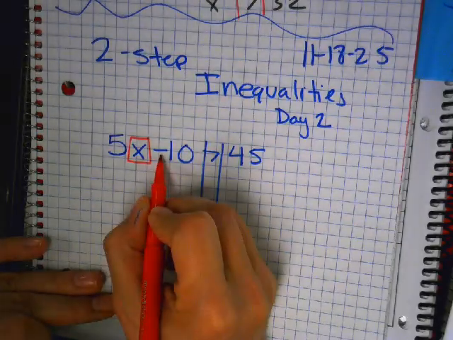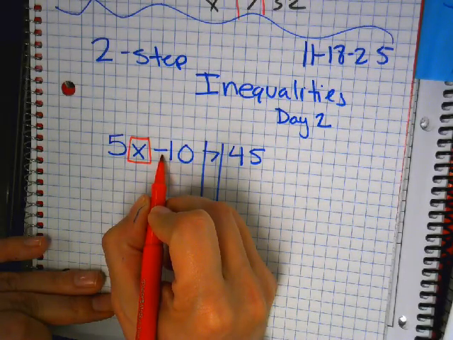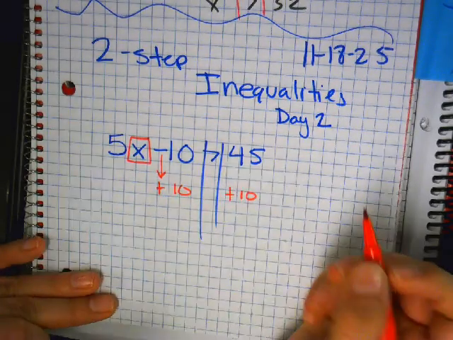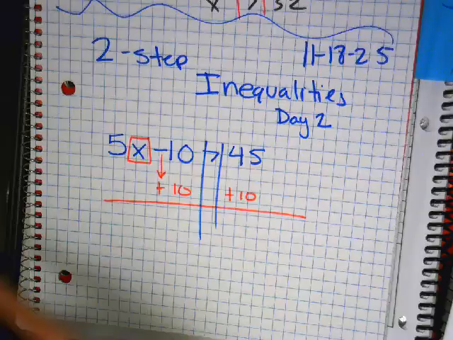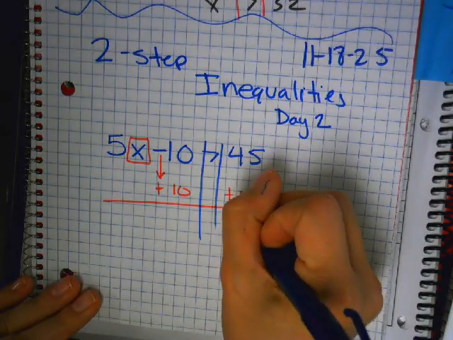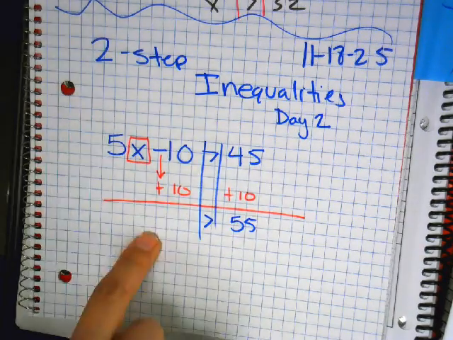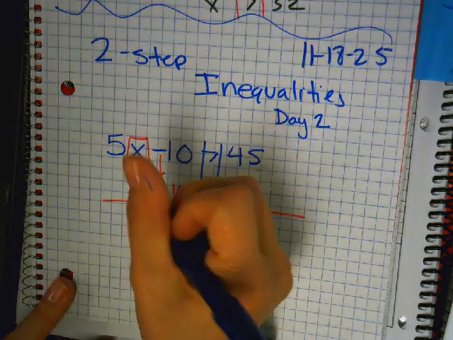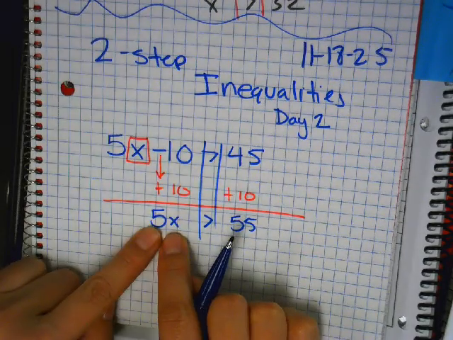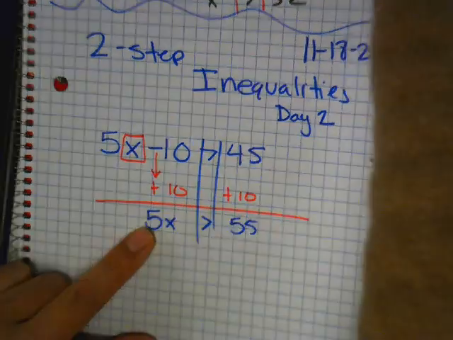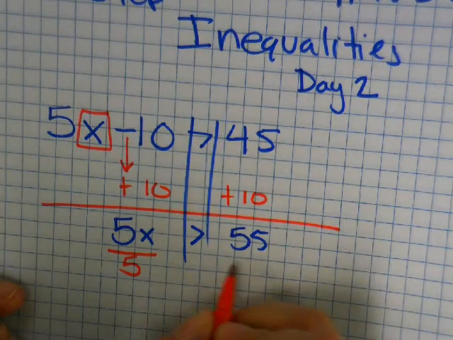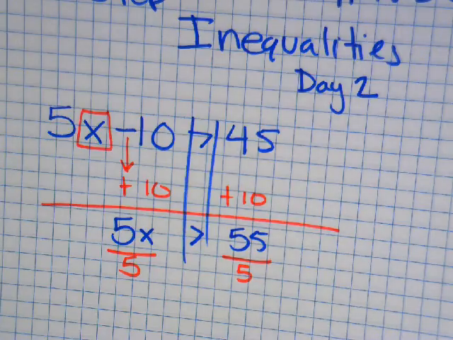Addition. Yep. If this is subtraction, Sebastian, Emily, we're going to add 10. What's 45 plus 10? 55. What's left on this side? 5x. Yep. This means multiplication, so what is your job to do? Divide. Very good. Good job. Divide by 5. Right?